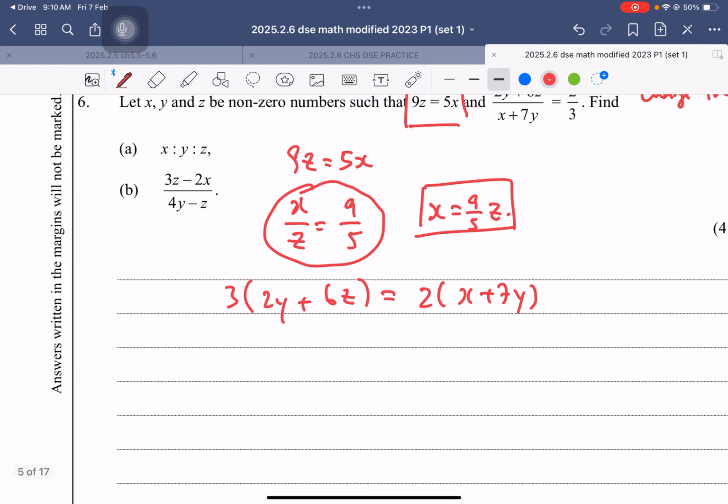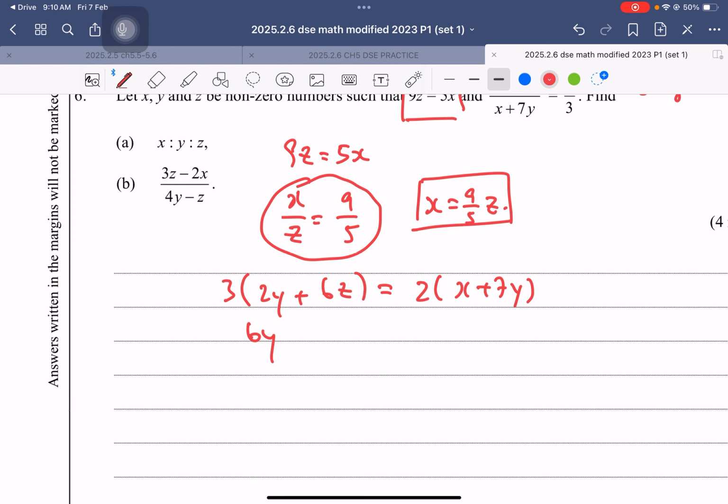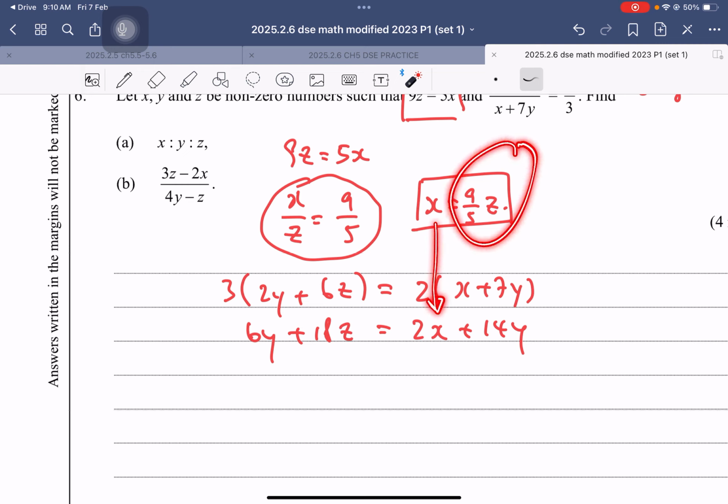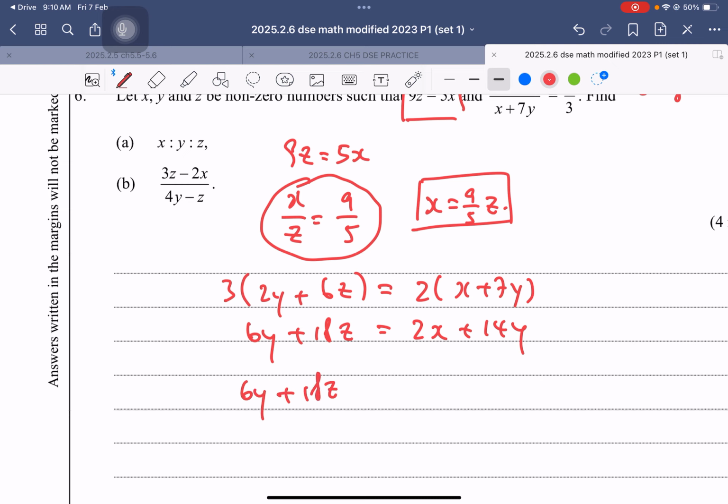Then I expand the bracket. So I have 6y plus 18z equal to 2x plus 14y. Is this clear? Ria, okay for you? Okay, good. Then what's the next step? I can replace the x by this number, isn't it? So now I have 6y plus 18z equal to 2 times 9 over 5z plus 14y.